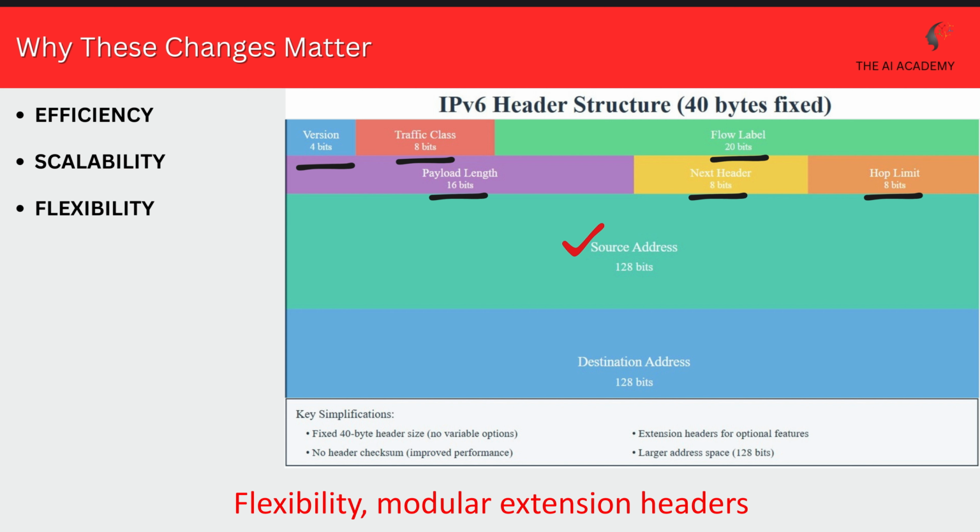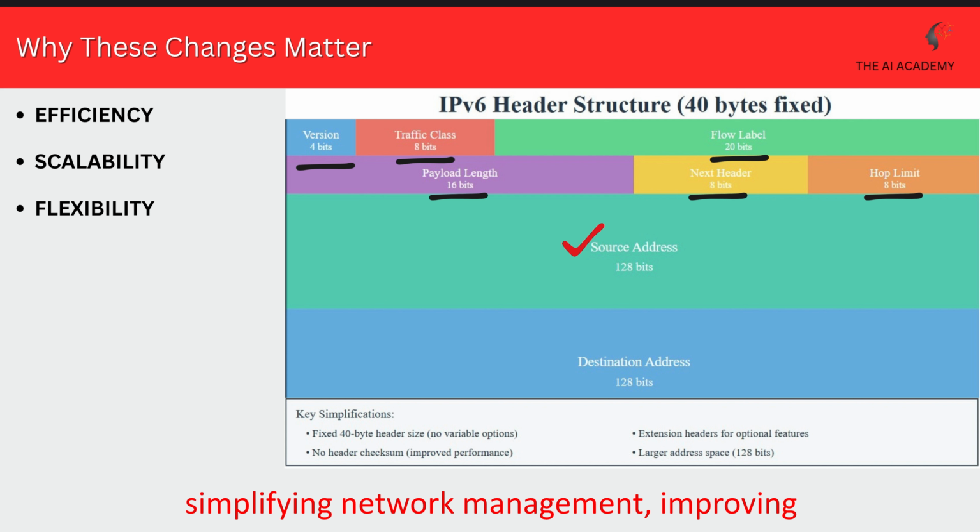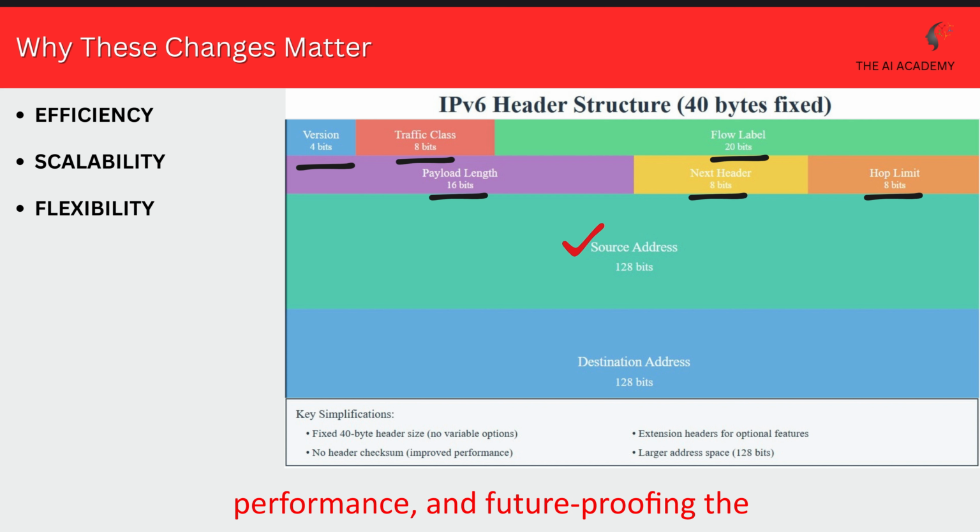Flexibility. Modular extension headers allow IPv6 to adapt to new technologies and needs, without overcomplicating the base header. The IPv6 header structure is a perfect example of thoughtful engineering, simplifying network management, improving performance, and future-proofing the Internet. Next, let's explore IPv6 address configuration to see how devices use this protocol in action.